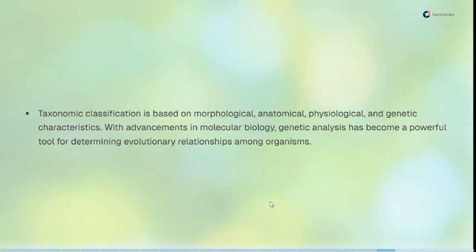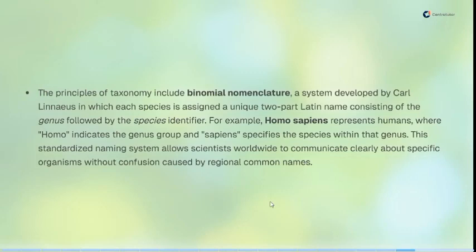So the principles of taxonomy include binomial nomenclature. It's a system whereby you give organisms a single name by combining two species identifiers. This system was developed by Carl Linnaeus, as I mentioned earlier, in which each species is assigned two unique naming parts, and this name usually consists of a genus followed by the species.